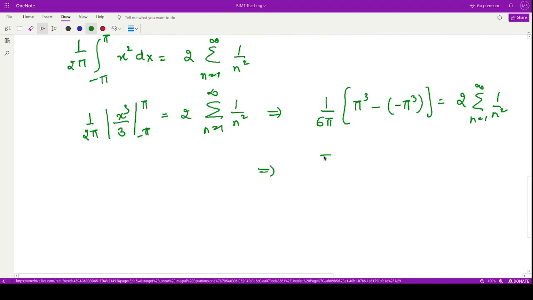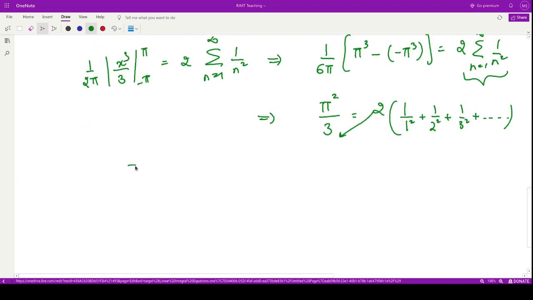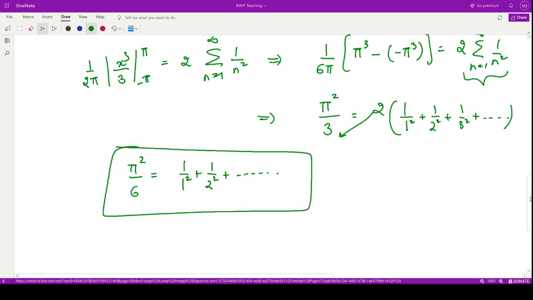So you have pi square divided by 3 is equal to 2 times, you could expand this term so that you have 1 by 1 square plus 1 by 2 square plus 1 by 3 square plus so on. So in other words, you could also shift this 2 to the left hand side, so that you would have pi square by 6 is equal to 1 by 1 square plus 1 by 2 square plus so on, right? So this is what you wanted to prove here in the given question.